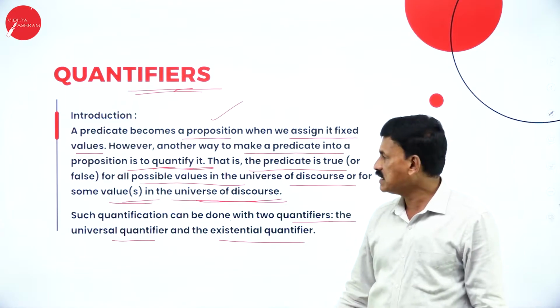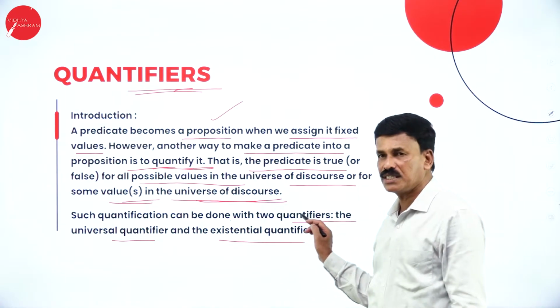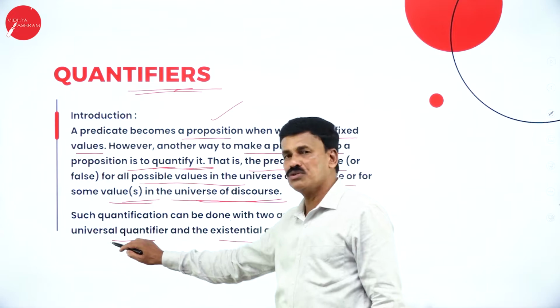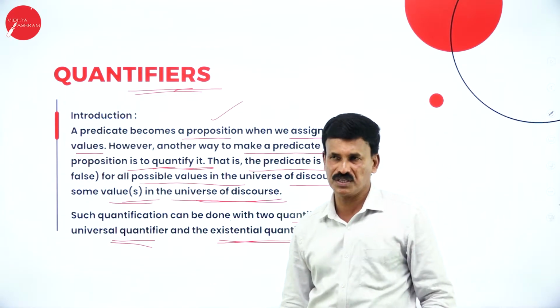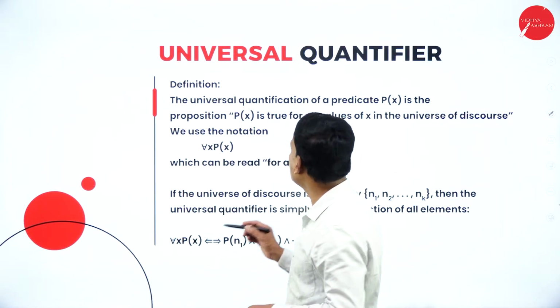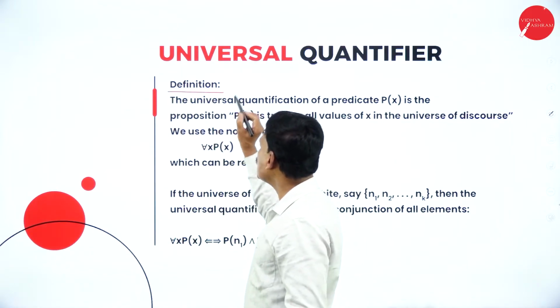Now, such quantification can be done with two quantifiers. They are the universal quantifier and the existential quantifier. Now, let us come to the definition of quantification. What is the definition?